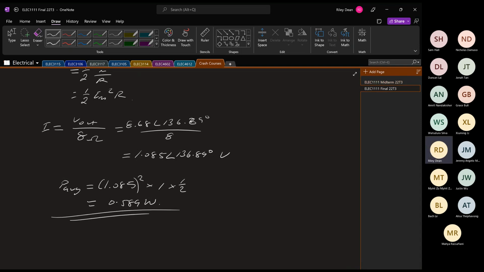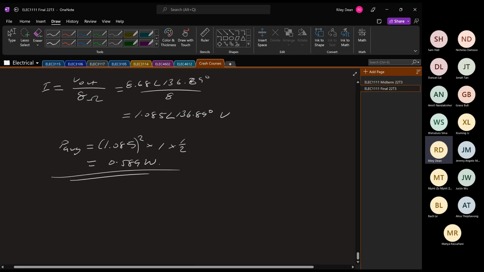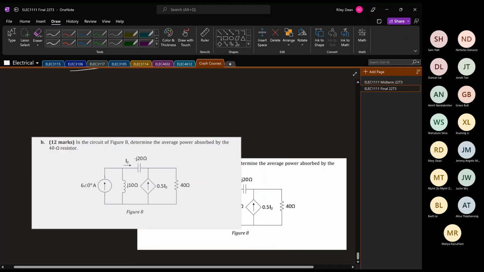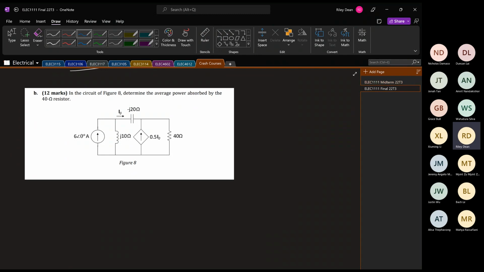And that is our solution for finding the average power. And now for the last part of the paper, which is another average power question. However, this one has a little more to it because, as you'll see, it's a much more complex circuit. Even though I say it's more complex, it's still largely simple.